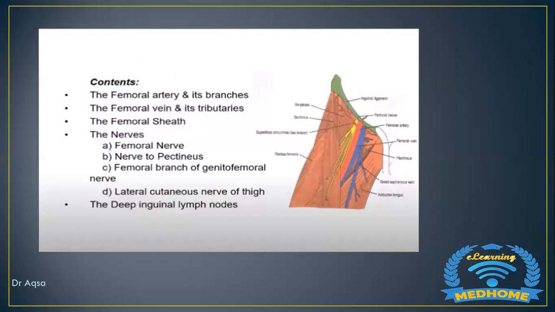For easy remembrance, we can remember the name: femoral triangle. It has all things related with the femoral artery, femoral vein, femoral nerve, femoral sheath, the deep inguinal lymph nodes, and along with that, some extra nerves, that is, the nerve to the pectineus muscle, the lateral cutaneous nerve of the thigh, and the femoral branch of the genitofemoral nerve.